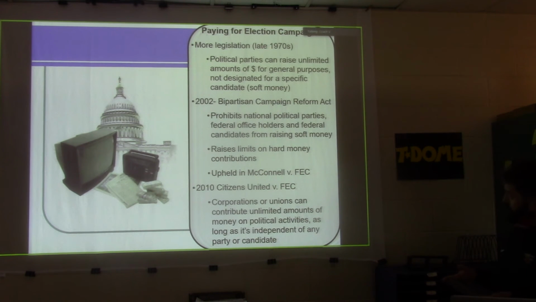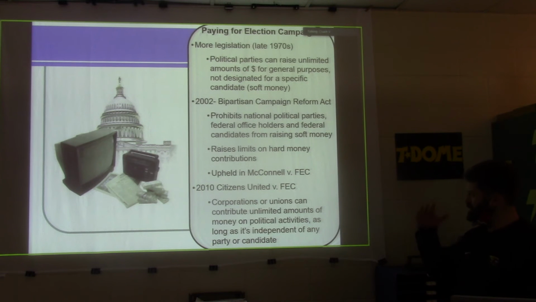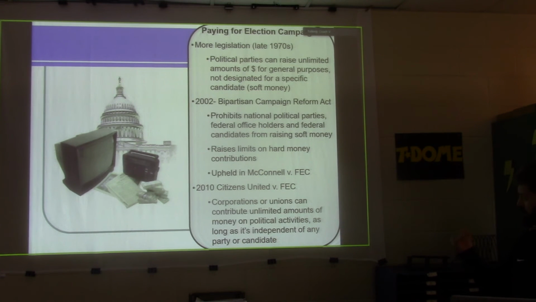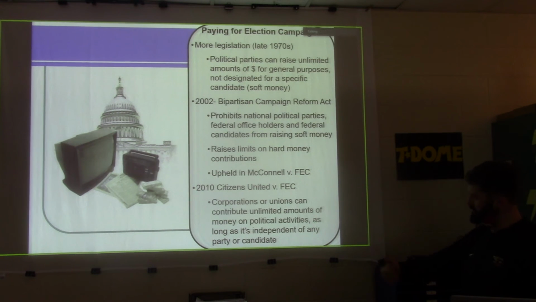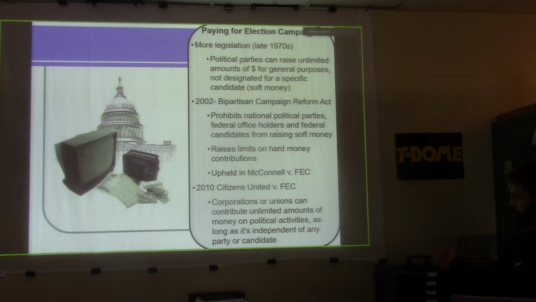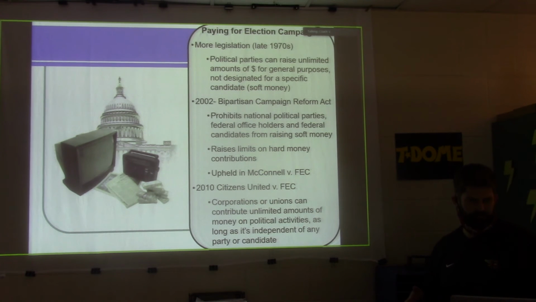So, political parties can raise unlimited amounts of money for general purposes, not designated for a specific candidate. That's called soft money. In 2002, we have the Bipartisan Campaign Reform Act, which prohibits national political parties, federal office holders and federal candidates from raising soft money, and raises limits on hard money contributions. It's upheld in a court case called McConnell versus FEC. And then in 2010, Citizens United versus FEC. Corporations or unions can contribute unlimited amounts of money on political activities as long as it's independent of any party or candidate.